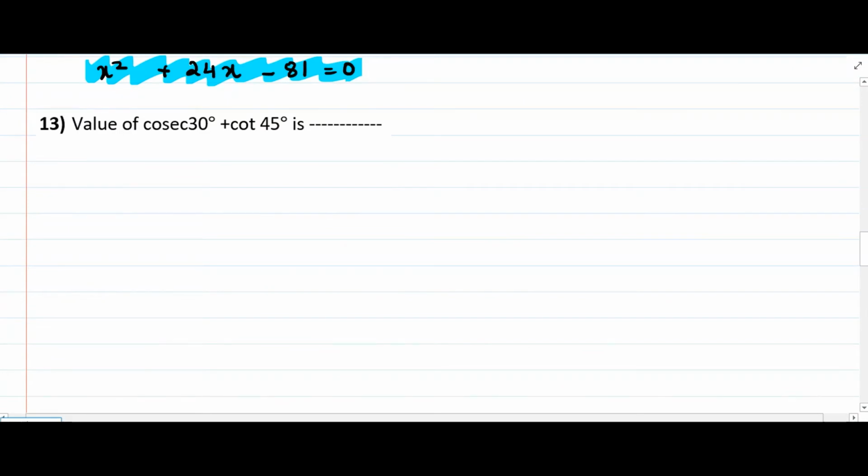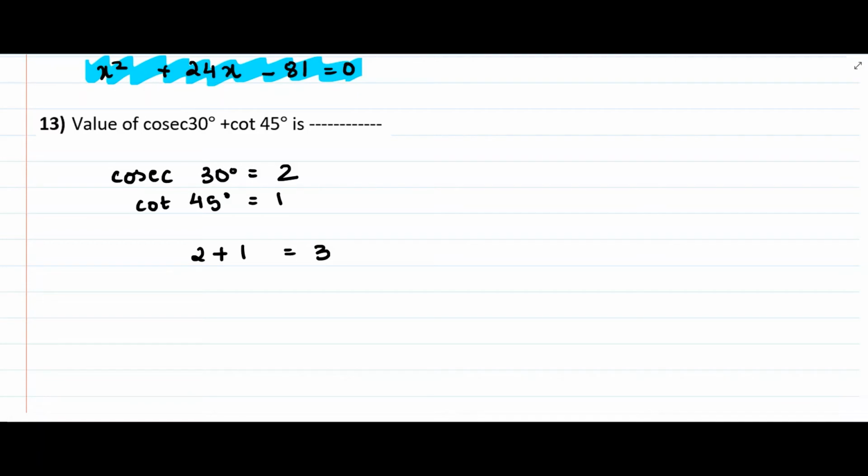13th question. Value of cosecant 30 plus cot 45 is dash. Okay, for this you have to know the values in the tabular column. Hope you all remember everything. So cosecant 30 plus cot 45. Cosecant 30 is 2, cot 45 is 1. So 2 plus 1 equal to 3. So the answer is 3.